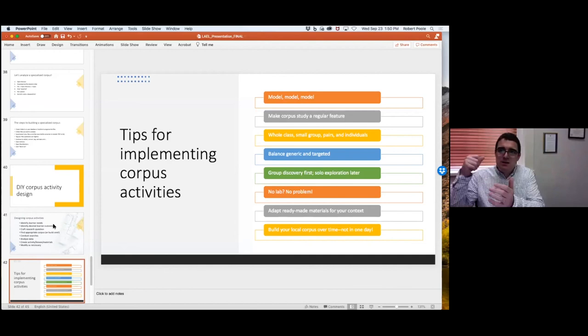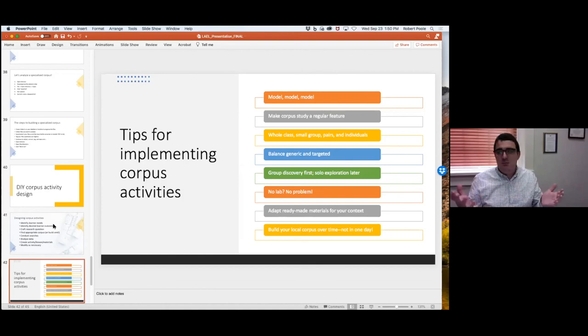Start with group discovery. Let's all go to the same place and get the same finding together, and then we can go discover our own patterns later. No lab, no problem. You can print out these handouts and do it in class. Adapt ready-made materials. As I said, Friginal's lesson plans are fantastic. I hope you like my plans and my text. I think the ones that are going to come out in Vandrick's book are going to be excellent. Look at those. Maybe they work perfectly for your context. Certainly you can tweak them for your setting.